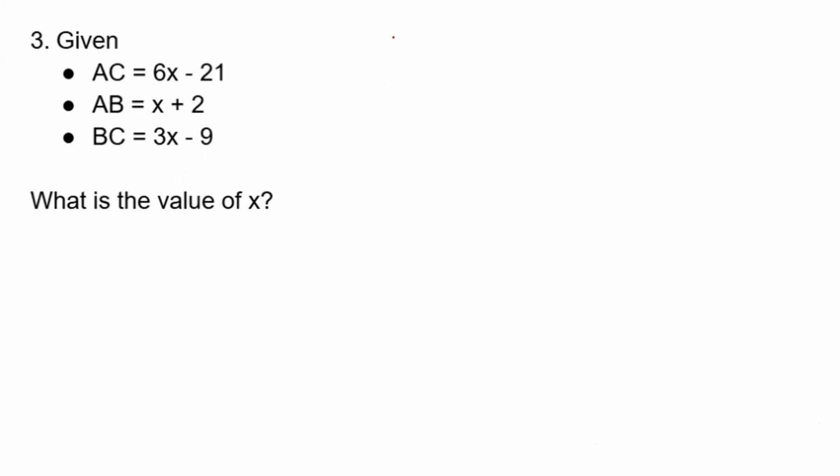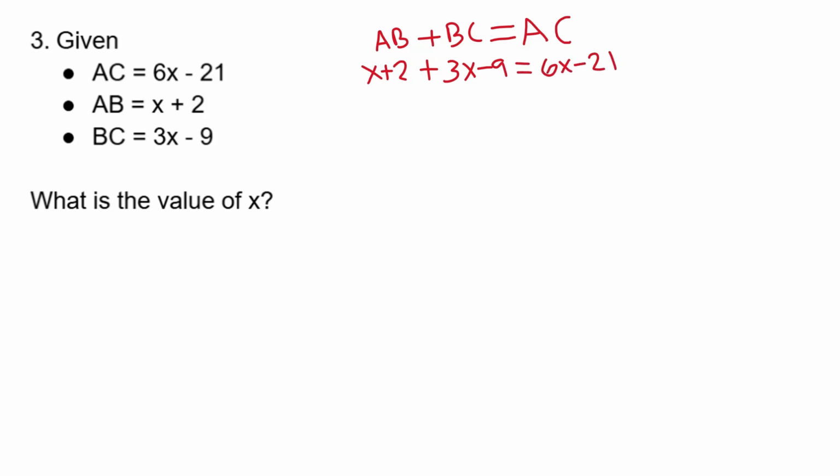In the last problem, AC is 6x minus 21, AB is x plus 2, and BC is 3x minus 9. Using AB plus BC equals AC, and then substitution, this will be x plus 2 plus 3x minus 9 equals 6x minus 21. To solve the equation, start with adding like terms. So x plus 3x is 4x and 2 plus negative 9 is negative 7.